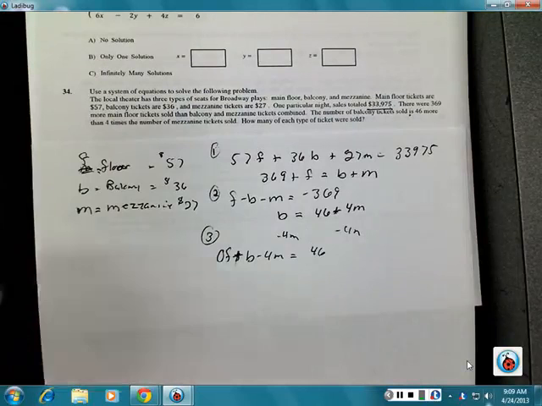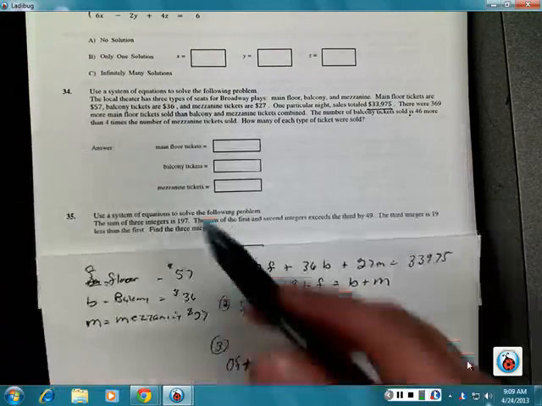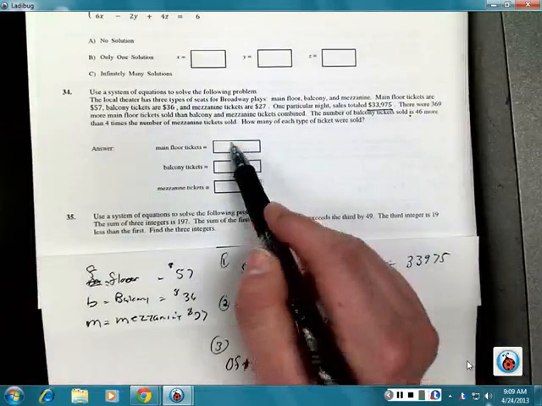All right. And so then you just put your information in here: main floor tickets, balcony tickets, and mezzanine tickets. And you need to, of course, label those. And when you do your exam, the same thing has to happen with labeling those. 35. And you put 34 next to this one.